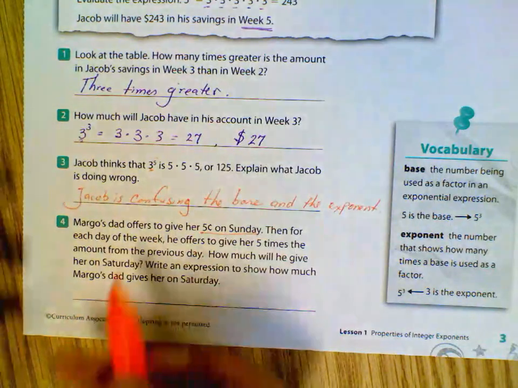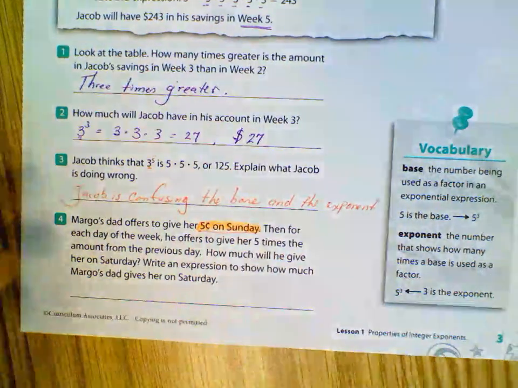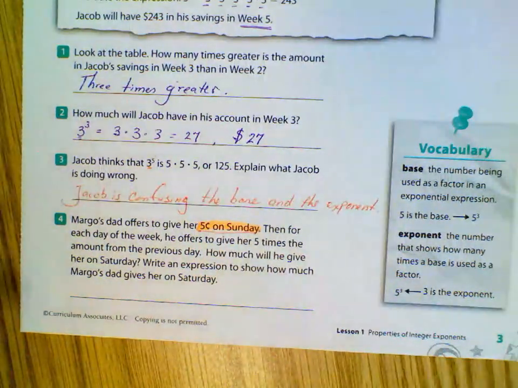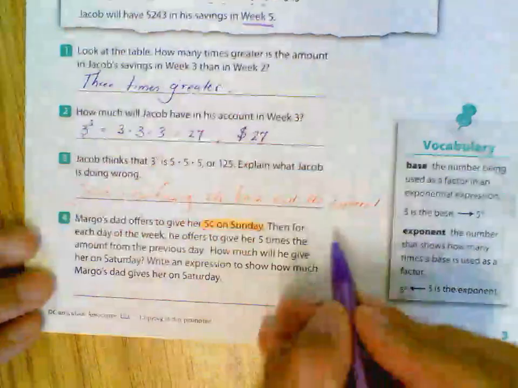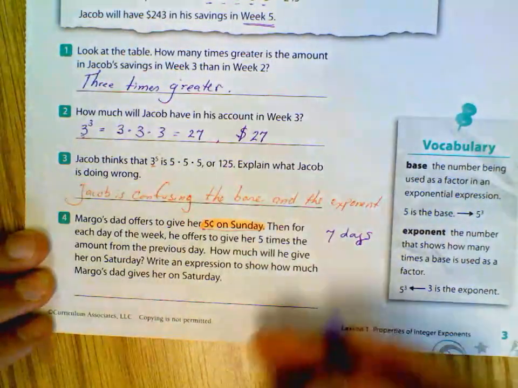So here, Margot's dad starts on Sunday. How many days in a week? We have 7 days in a week.